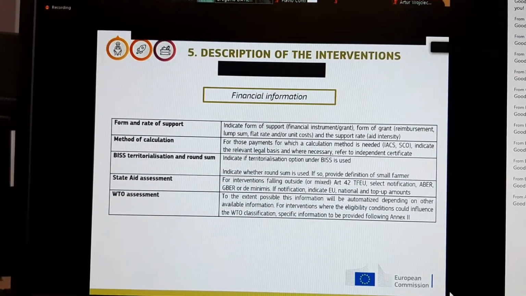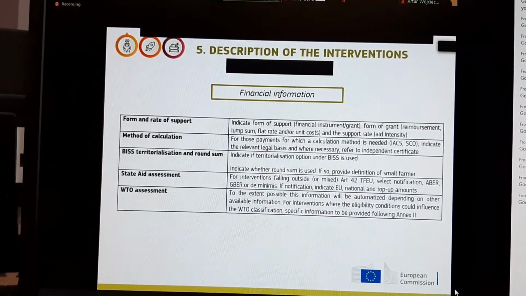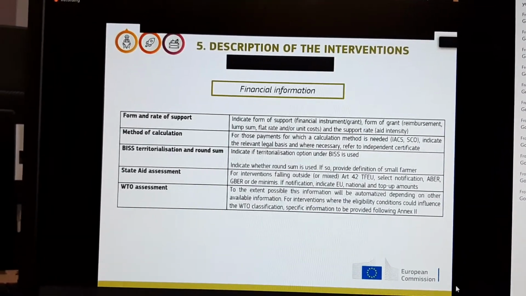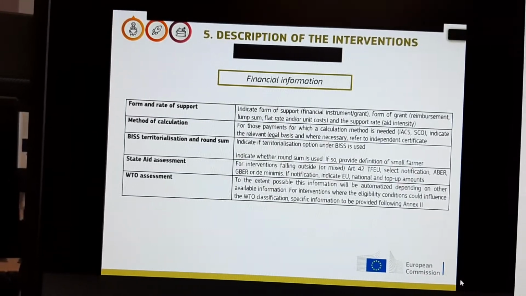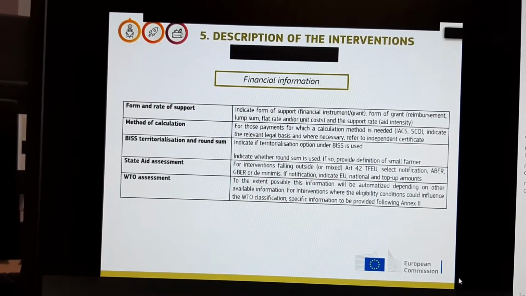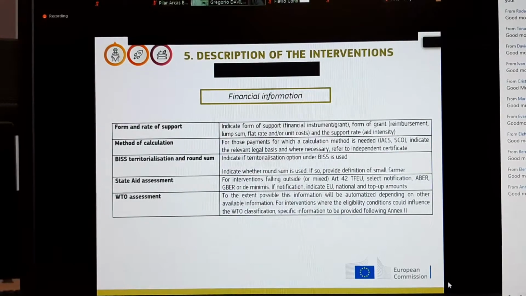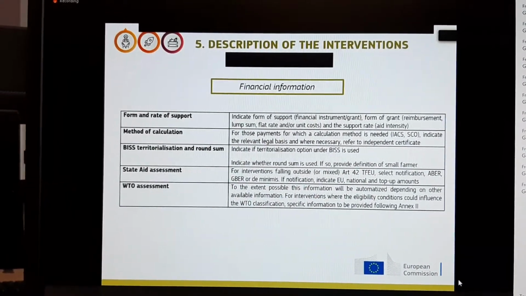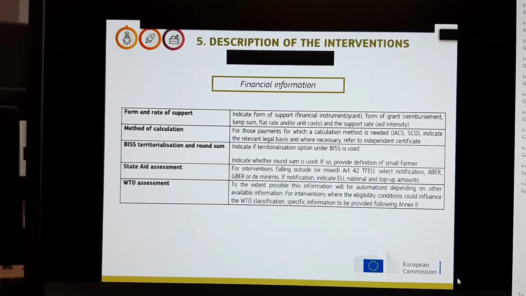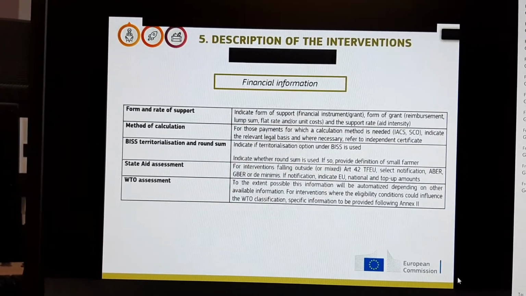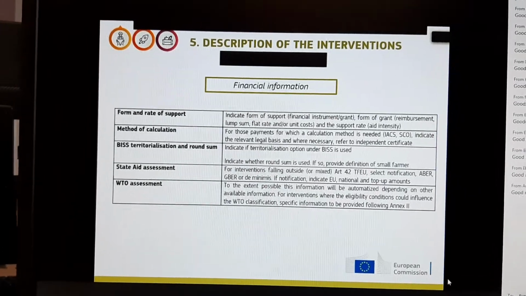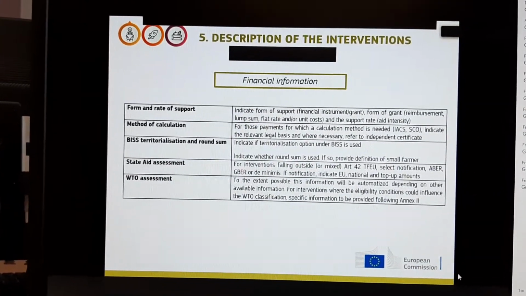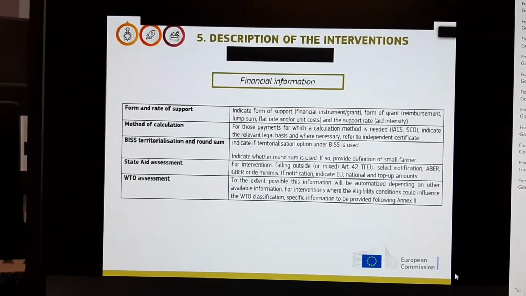Then you have the specific question for BIS. If you are using the territorialization possibility, then you have to indicate at this stage if this is the case. And if you are using the lump sum for small farmers, it is expected, of course, to indicate what is the definition of a small farmer that you are using. We have here the colleagues from direct payment, so of course they are ready to step in for further details if necessary. Then the state aid assessment for rural development.